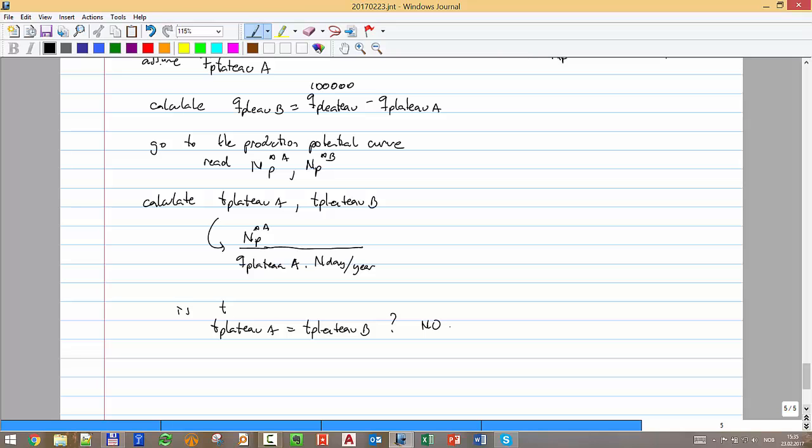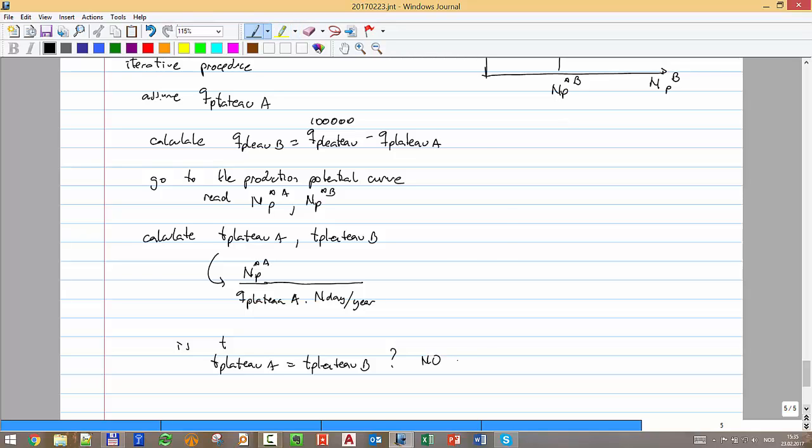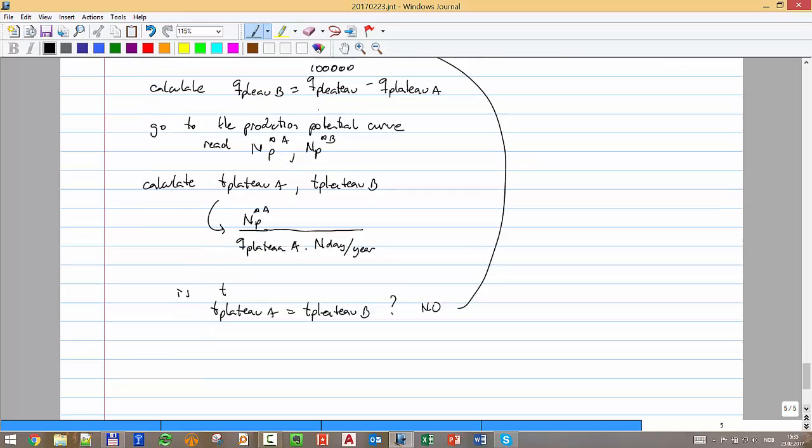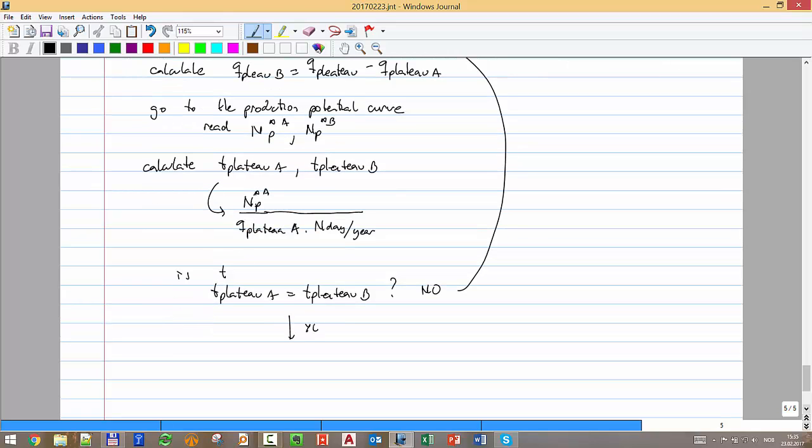If not, what do I do? Go back and assume another rate for field A. If yes, that is the final solution. The Q plateau A and Q plateau B are the optimum solution.